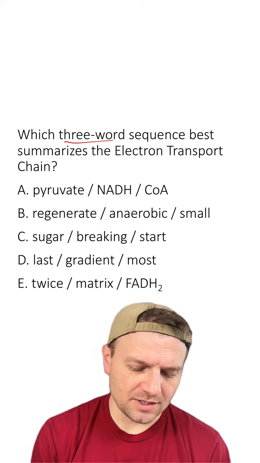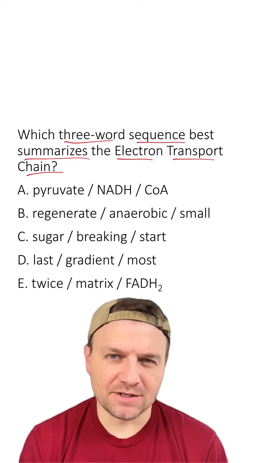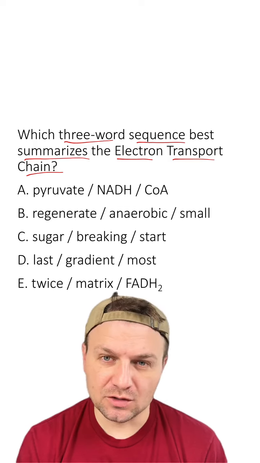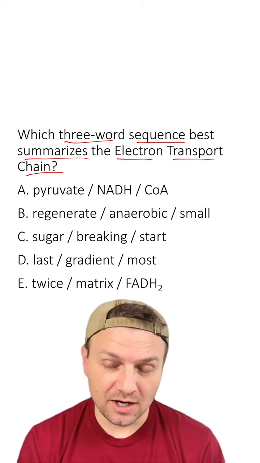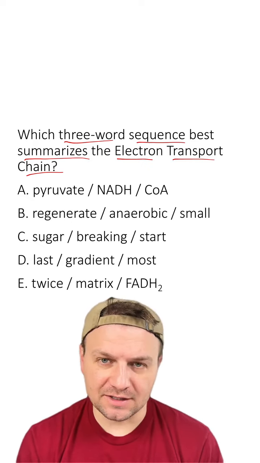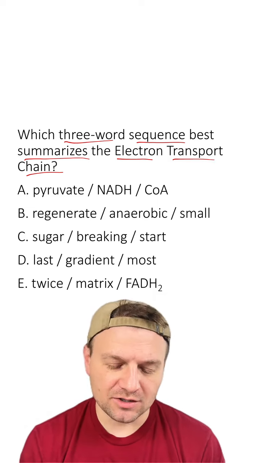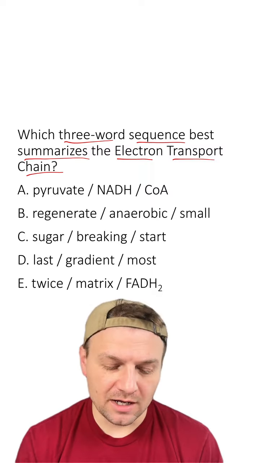Which three-word sequence best summarizes the electron transport chain? Remember that the electron transport chain is the last step within cellular respiration, and this step is going to use oxygen as well as electron carriers known as NADH and FADH2 to create the most amount of ATP out of any step. It does this by creating a hydrogen ion concentration along the inner membrane of mitochondria.